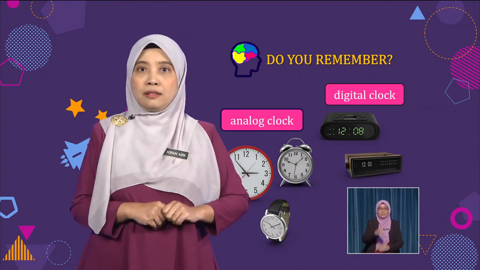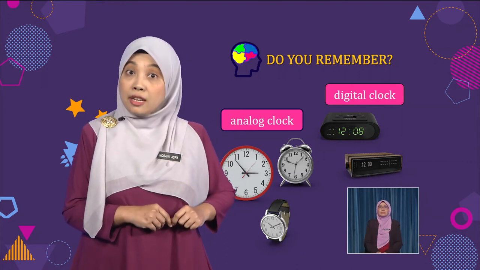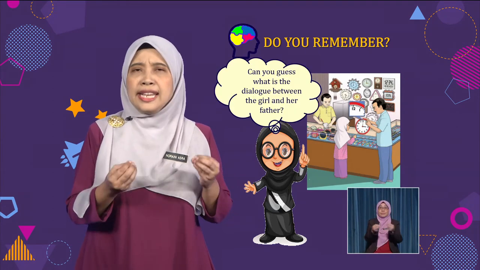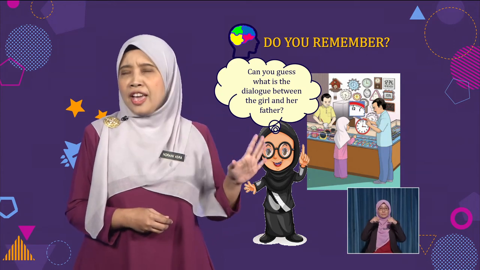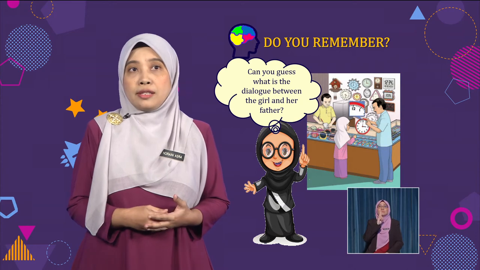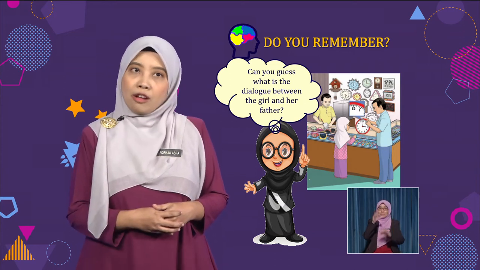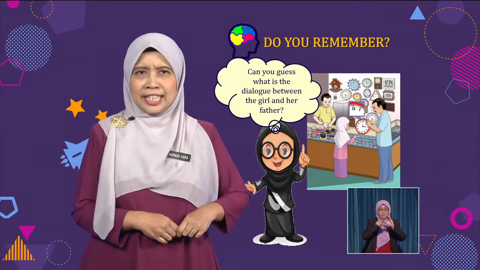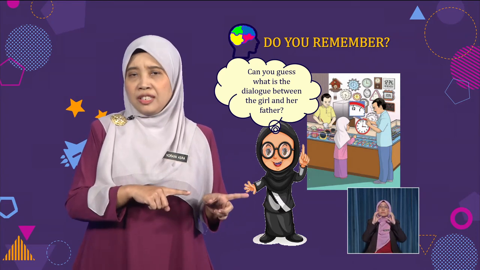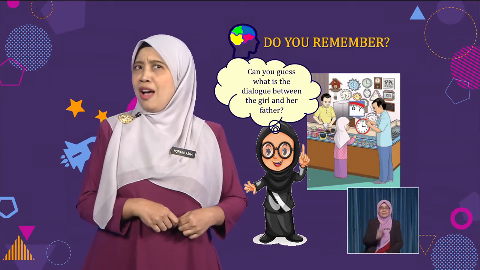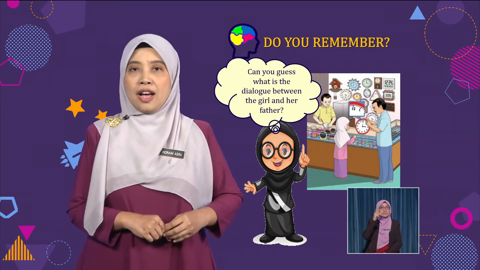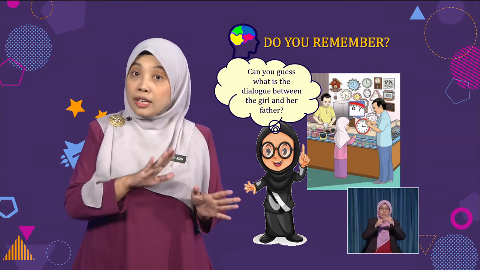In your opinion, where does this situation occur? That's right. This situation occurs inside a clock shop. There are various types of clocks in this shop. There are analog clocks, and there are also digital clocks. Can you imagine or think or guess what is the dialogue between the girl and her father? Wow! How clever you are! Of course, the girl asked her father about the graduations on the clock face.